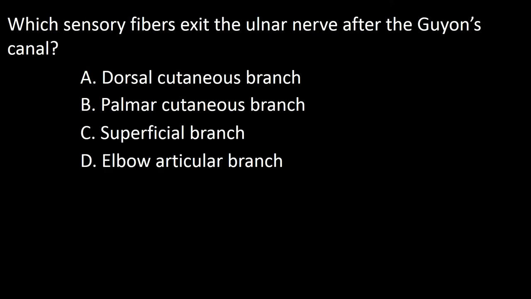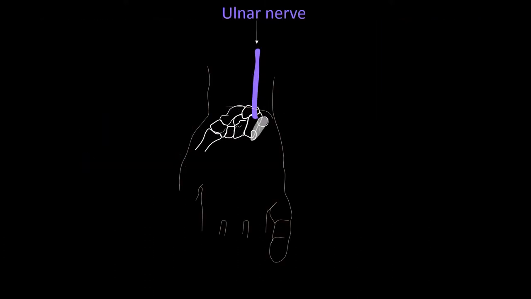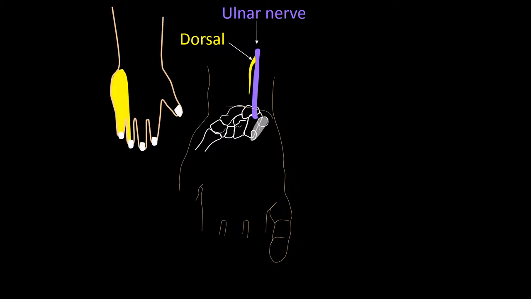Next question, which sensory fibers exit the ulnar nerve after Guyon's canal? A. Dorsal cutaneous branch, B. Palmar cutaneous branch, C. Superficial branch, D. Elbow articular branch. Here you can see the ulnar nerve. This branch is called the dorsal branch. The dorsal branch innervates the skin of the dorsal part of the hand as shown in this picture.